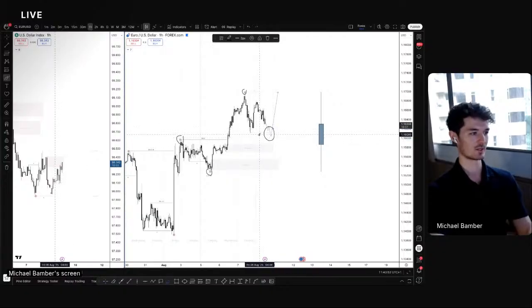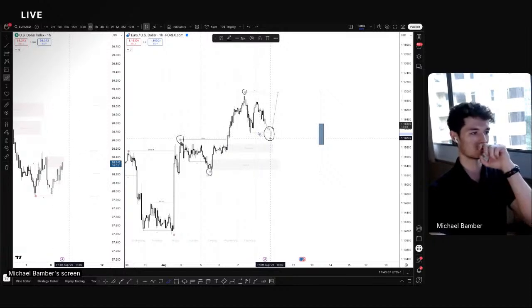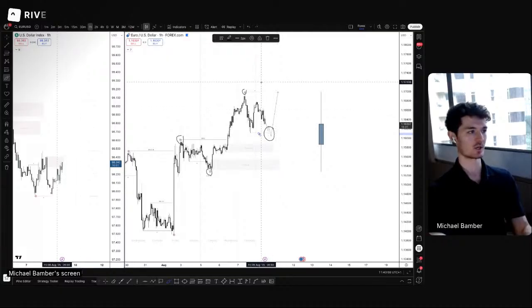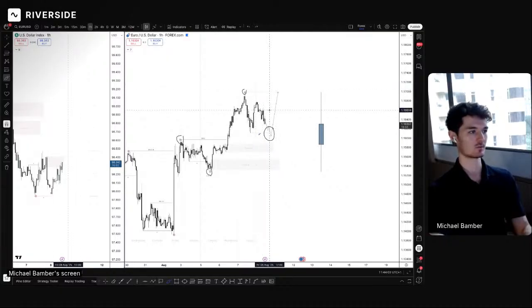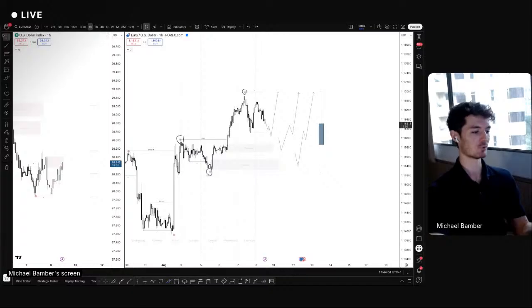So if we take liquidity, usually previous session, previous day, this can be a good opportunity for long plays as well. Targeting what? The dollar. Can we see how simple that is?